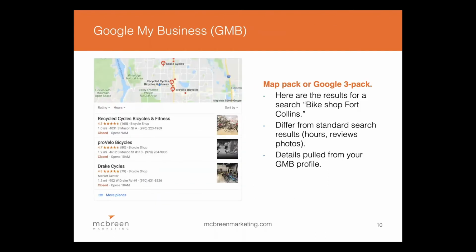As you saw earlier, this is called the local pack or the map pack. Currently there's only room for 3 businesses in here. Sometimes people will have local ads and you might see an ad in here, depending on the type of industry you're in. So here are the search results if I search for bike shop Fort Collins. This differs from standard search because you have things like photos, reviews, the address, and hours. So it's a very valuable piece of real estate on a search results page. But all this content is pulled from your Google My Business profile.